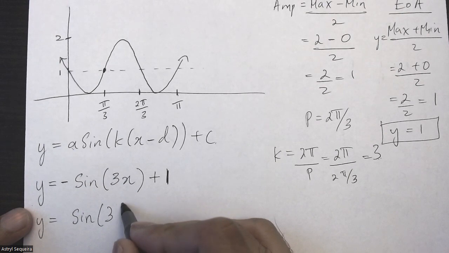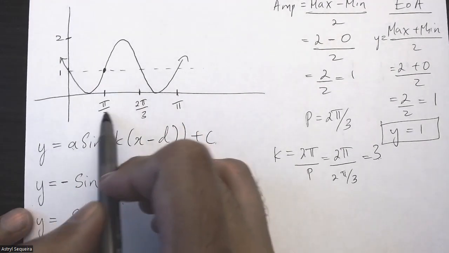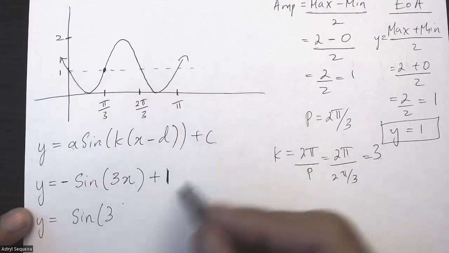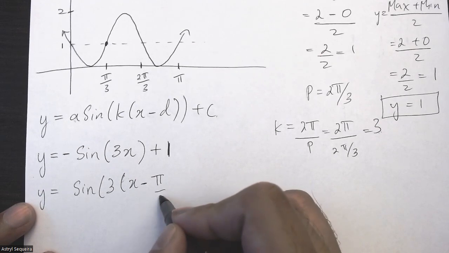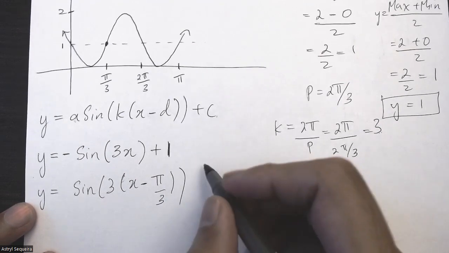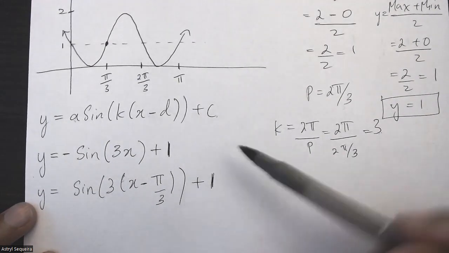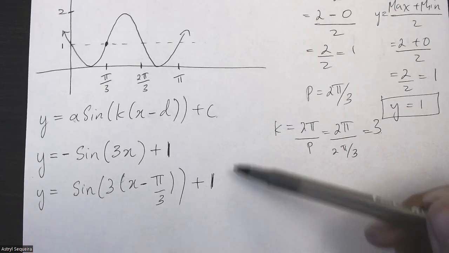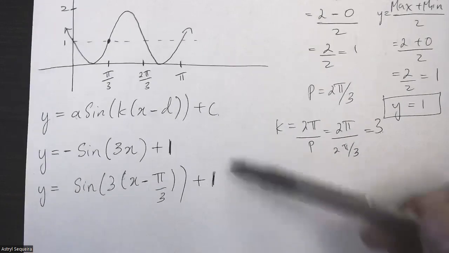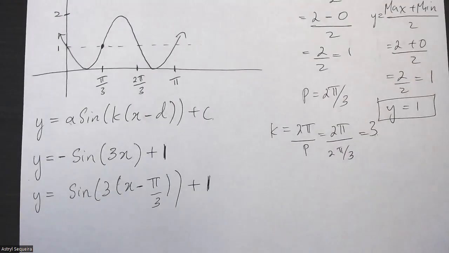That does not change. And now I have a phase shift. This is phase shifted pi over 3 units to the right. So I'm going to have a d value over here, which is pi over 3. And then the equation of axis doesn't change. It's still y equals 1. So again, you could write either of these two equations and you would get full marks, because these two are both identical. They're basically both the exact same function, just represented in a slightly different way.